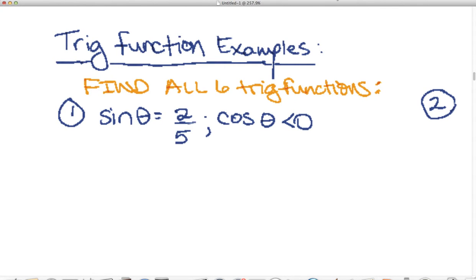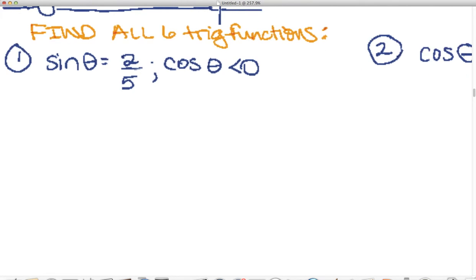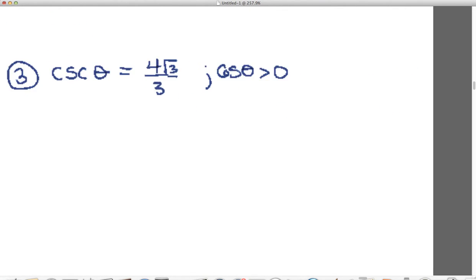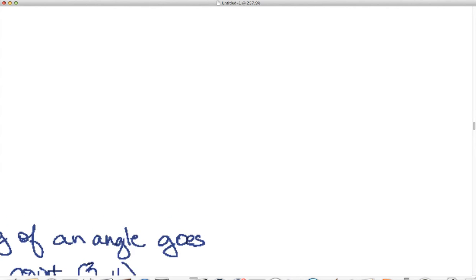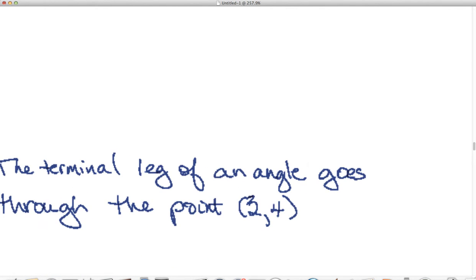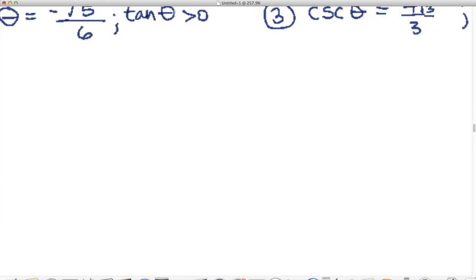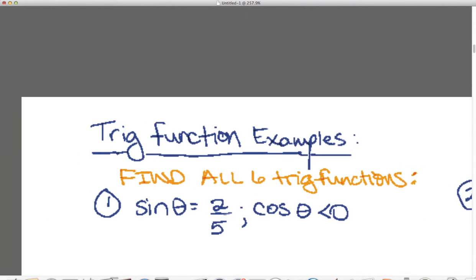Today we're going to be looking at some examples dealing with trig functions. A couple scenarios may occur. One in which you're given information about a couple of the trig functions and you're asked to find all 6 trig functions based off of that. Or you might be given a terminal leg going through a point scenario, and we're going to go through those today. So let's look at these types first.